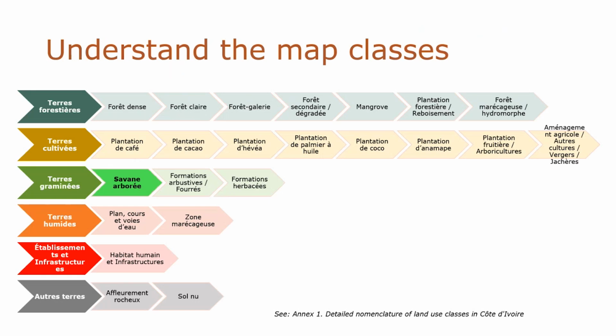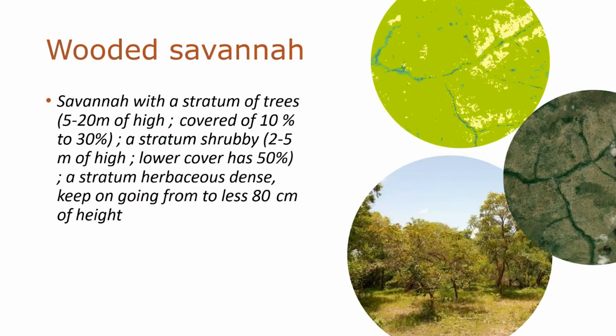So in the case of Ivory Coast, we have different classes, and each of these classes has a definition. There is one class that pulls our attention, and that is the wooded savanna. When we go to the definition of wooded savanna, they say that it's a stratum of trees between 5 and 20 meters high, covered by 10%, and not an agricultural use.